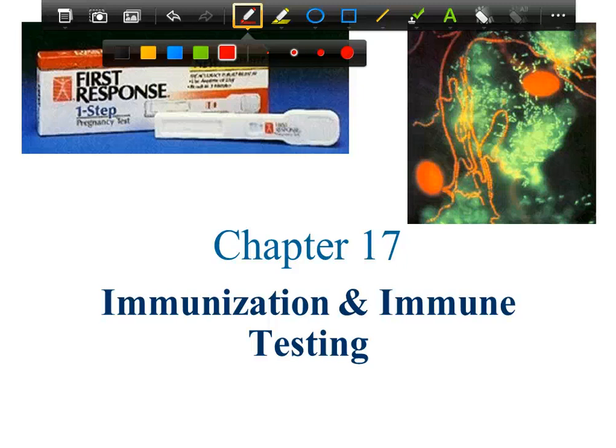We're in Chapter 17. This is pretty much divided into two parts, serological testing and vaccination.